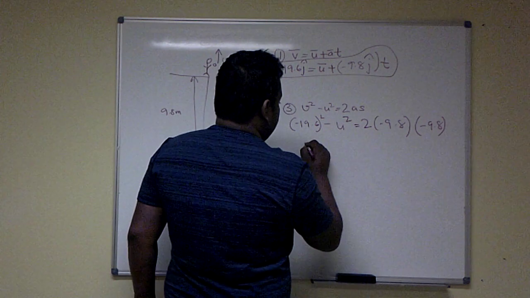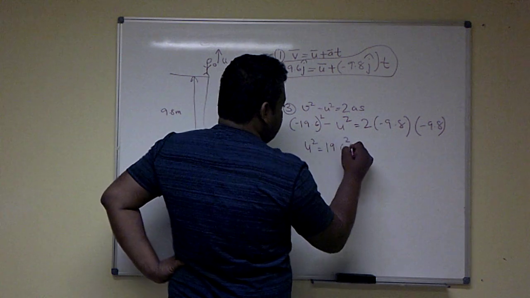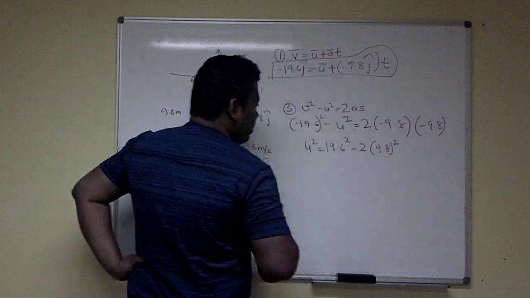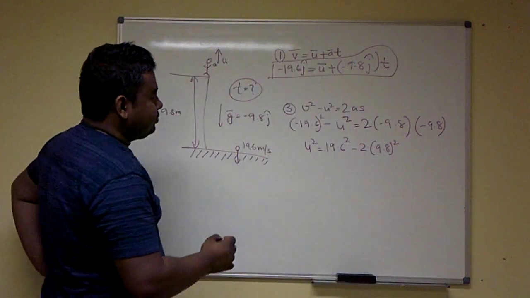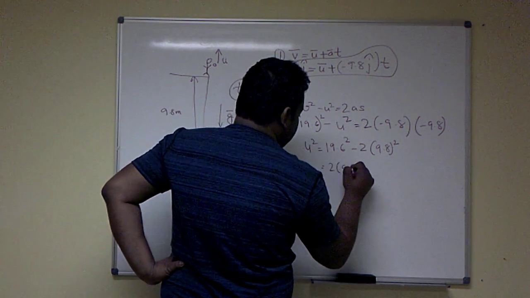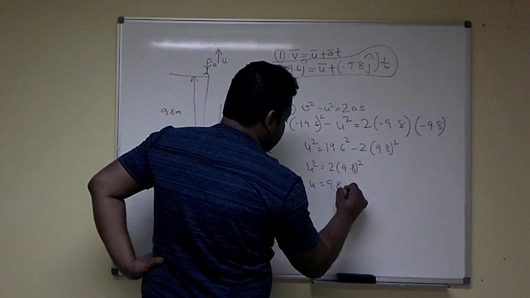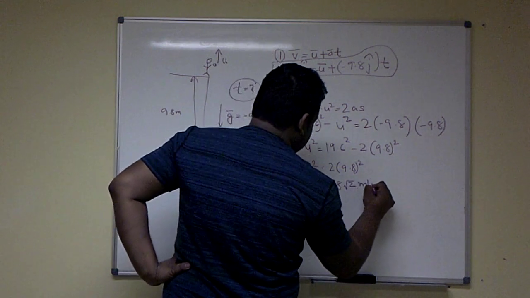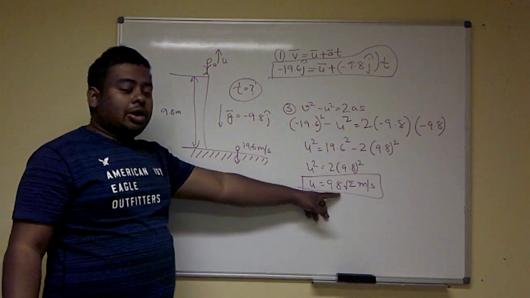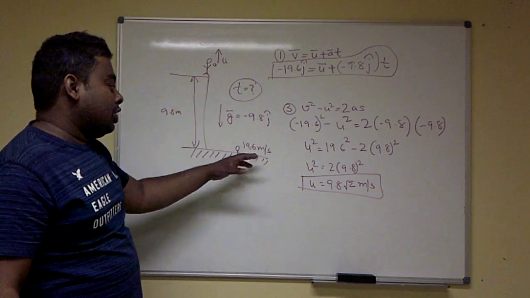So my u squared will turn out to be 19.6 squared minus 2 times 9.8 squared, which would turn out to be 2 times 9.8 squared, so u is 9.8 square root of 2 meters per second. So if we throw the ball upwards with a velocity of 9.8 square root 2 meters per second, it's going to hit the ground at a velocity of 19.6 meters per second.